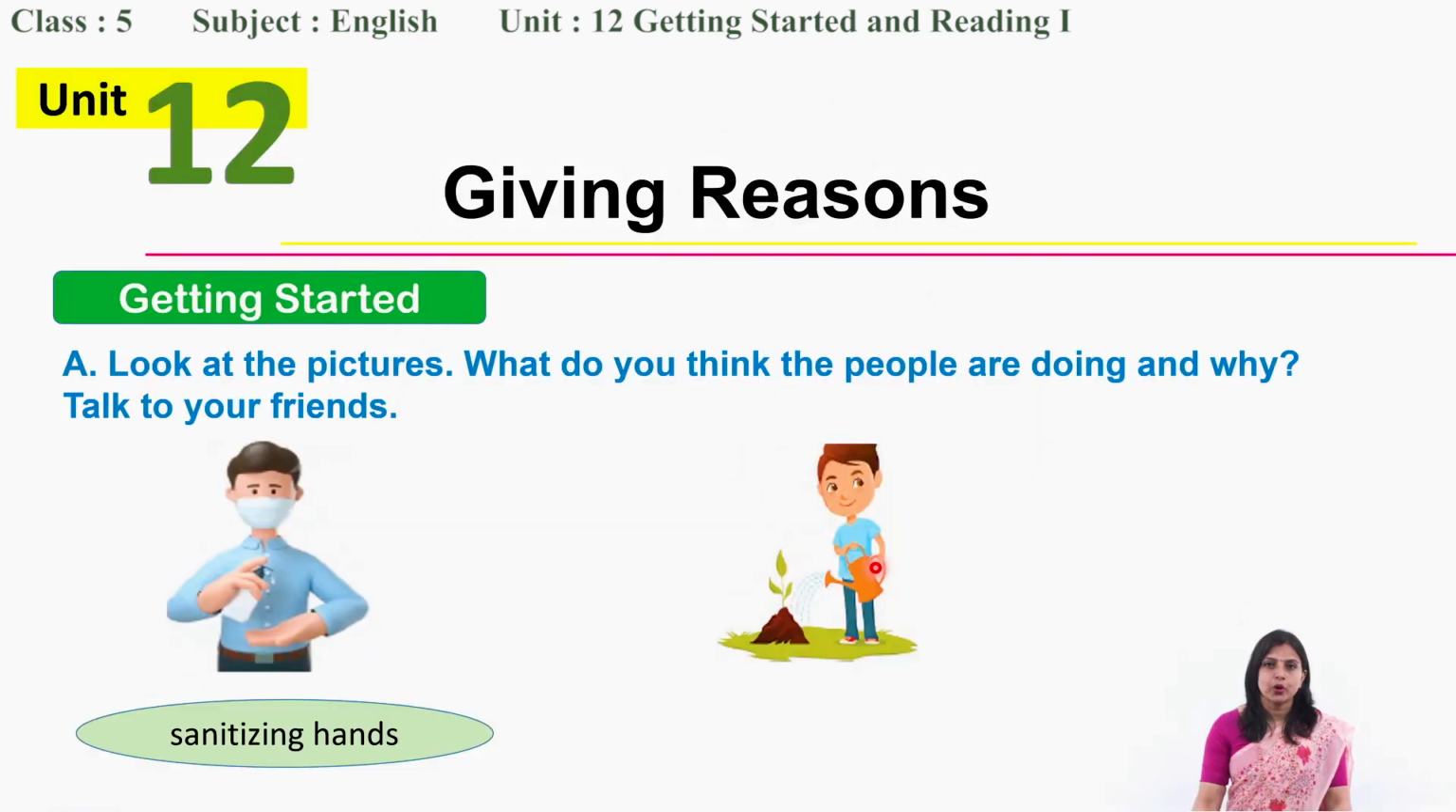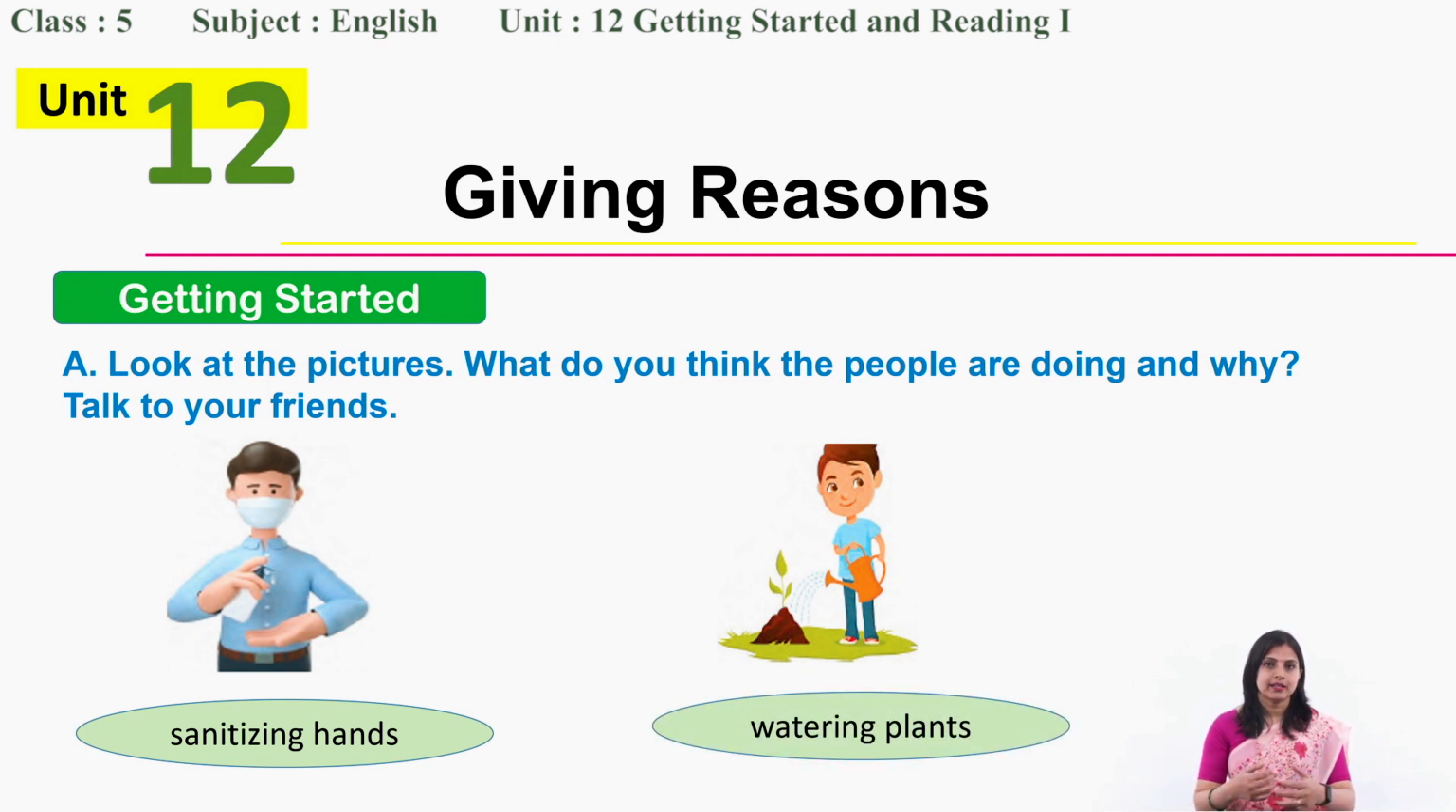Then tell me, what about this boy? You see, this boy is doing something. He has got a water pot and there is a plant. So what is this boy doing here? Tell me. Exactly, he is watering plants. Why do we need to water plants?